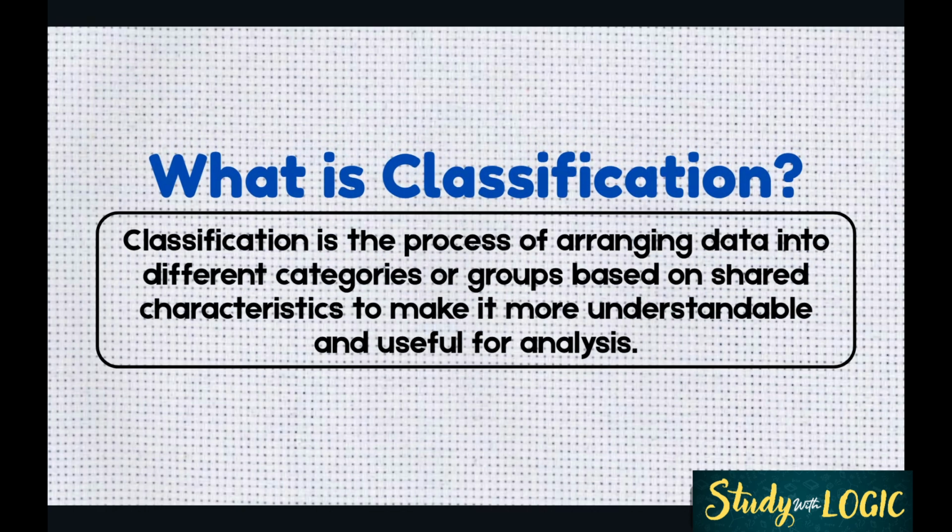In other words, classification is the process of arranging data into different categories or groups based on shared characteristics to make it more understandable and useful for analysis. Which means, after systematically collecting and editing the data, the first step in presentation of data is classification. It is the process of arranging the data based on existing similarities and dissimilarities between them.